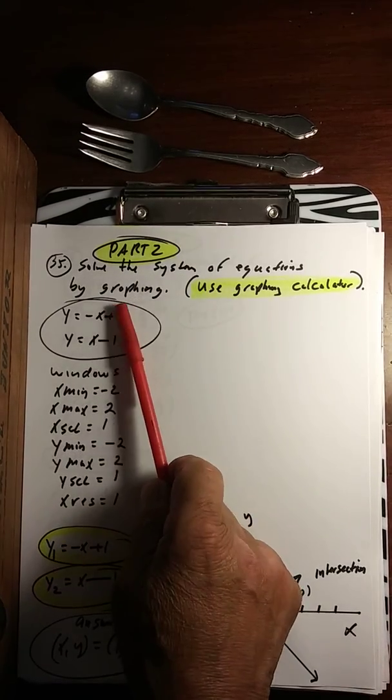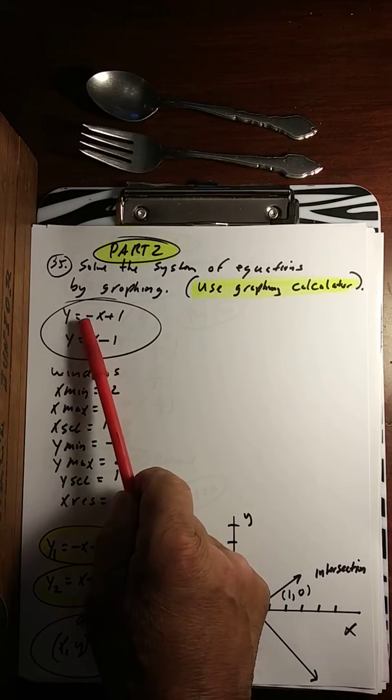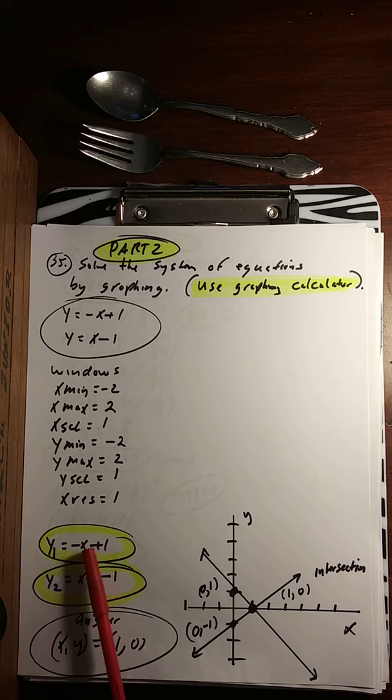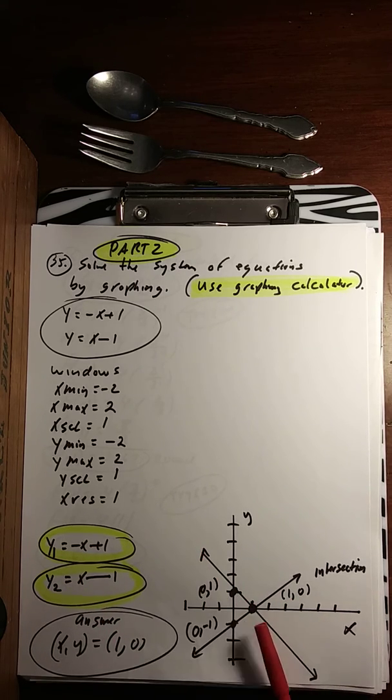So that's solving a system of equations by graphing. Use the graphing calculator. So y is this, y is that. So it's the window. y1 equals this, y2 equals this. Put it in there. You're going to find they intersect right there at what? (1, 0).